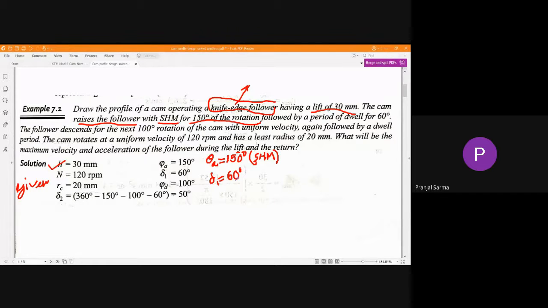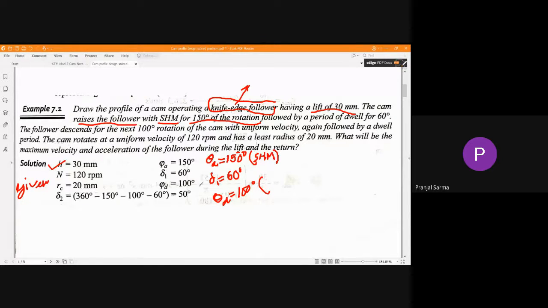Is there any motion of the follower? There is no motion for that case. Okay, and after that what happens? The follower descends for the next 100-degree rotation of the cam with uniform velocity. So that means theta d is given. What's the angle? What's the value? 100 degree. And be mindful here.